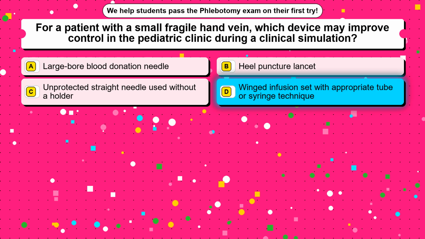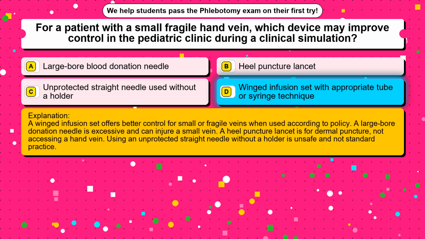The correct answer is option D. Winged infusion set with appropriate tube or syringe technique. A winged infusion set offers better control for small or fragile veins when used according to policy. A large bore donation needle is excessive and can injure a small vein. A heel puncture lancet is for dermal puncture, not accessing a hand vein. Using an unprotected straight needle without a holder is unsafe and not standard practice.